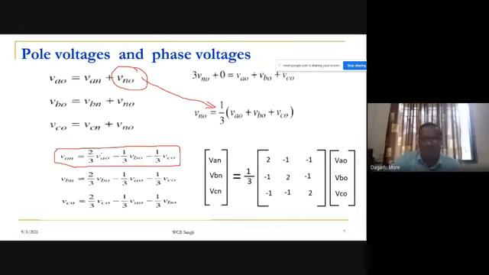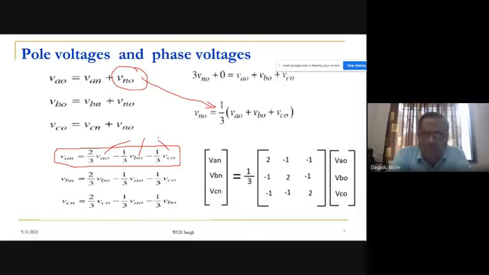So here we have VAO as a fixed value. What is the value of VAO, VBO, VCO? What are the possible values of VAO, VBO, VCO? Am I audible? What is the value of VAO, VBO, VCO?